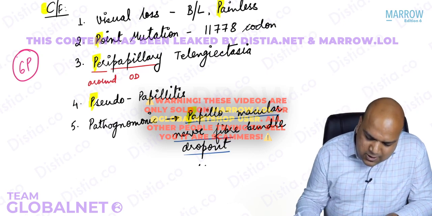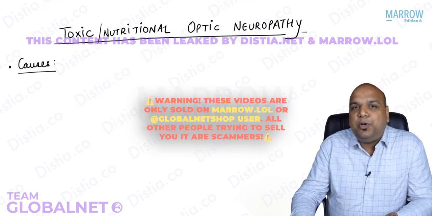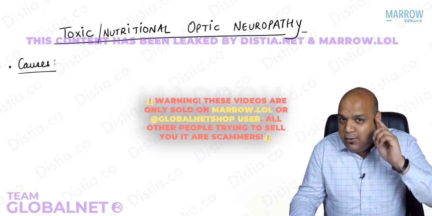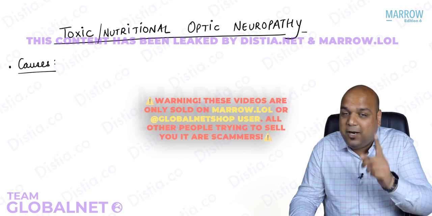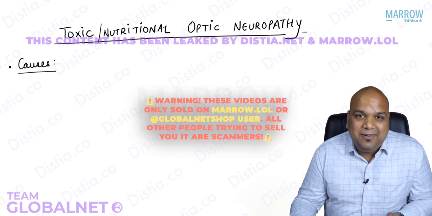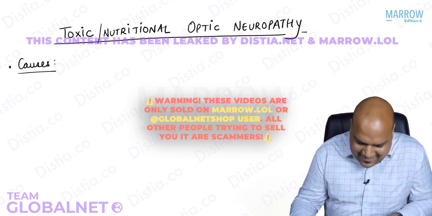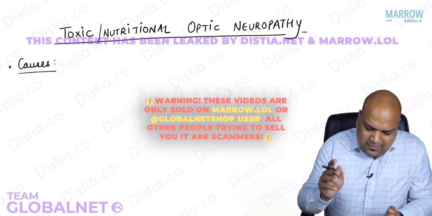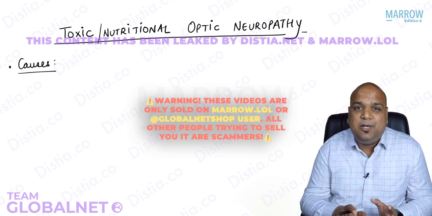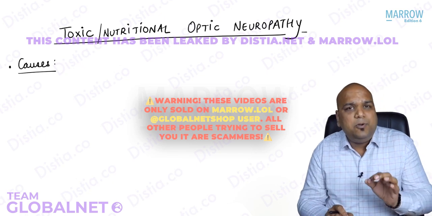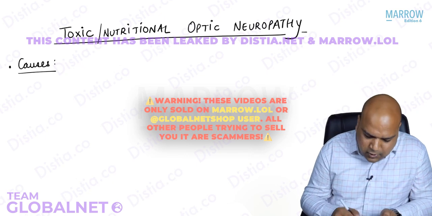Moving on to the next short topic, everybody, toxic or nutritional optic neuropathy. Again, if you run your minds, everybody, we have mentioned this as a cause of central scotoma in part 1 of neuroophthalmology when we were discussing the visual field defects. Yes. So the name itself is very clear. Optic neuropathy, that means optic nerve disease, is occurring due to some toxic agent or due to some nutritional deficiency. Yes. So what are the causes?